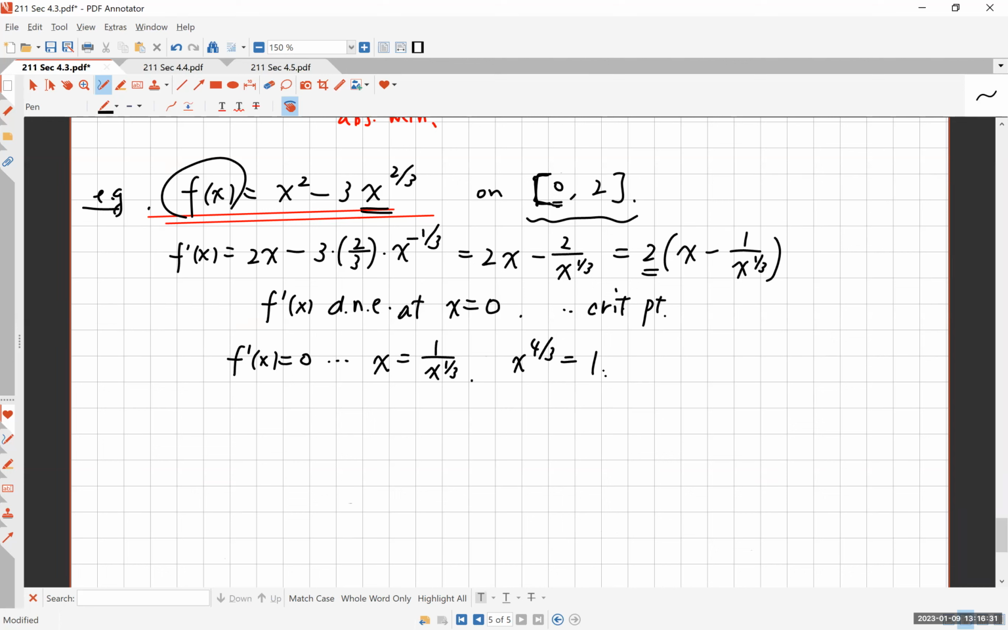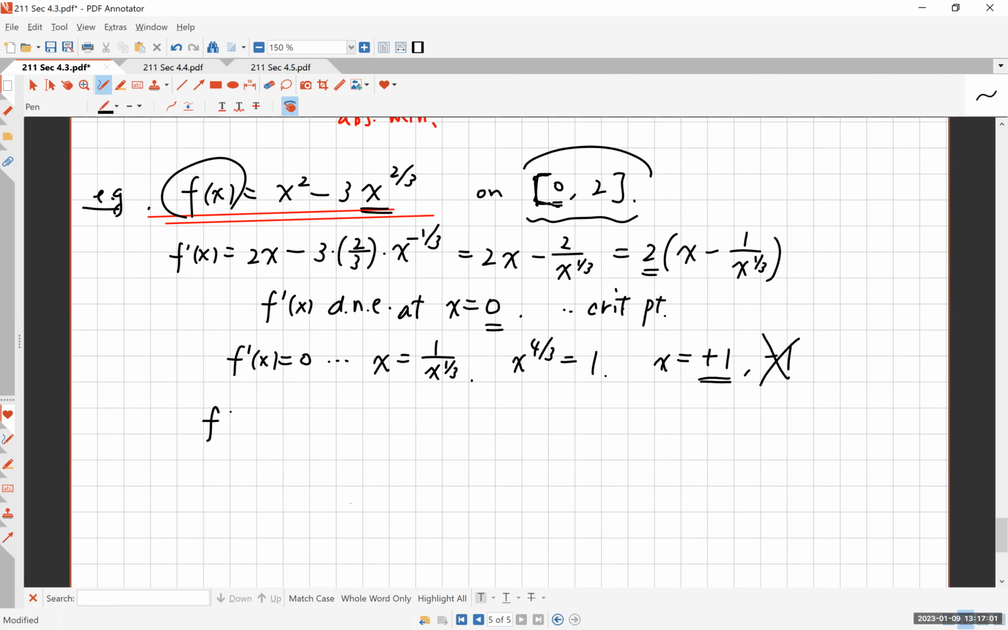What's the solution here? I think there are 2 solutions. X could be actually positive 1 or negative 1. Okay, because negative 1 cubed is negative 1, its 4th power is 1. However, negative 1 is not in this interval, so we can cross this out. We don't even have to worry about that. That's a usual suspect outside of the domain, so that's not a suspect at all. All right, so we have 1 and 0, and we have an endpoint, right?